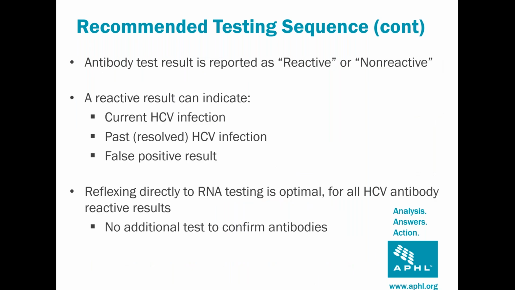So the antibody test is reported as either reactive or non-reactive. If it's non-reactive, it just signifies that there's no HCV antibody detected. If it's reactive, the result can indicate a current HCV infection, a past or resolved infection, or a false positive screening result. The guidelines recommend that, if at all possible, you reflex directly to RNA testing as soon as possible for all HCV antibody reactive results. And there's at this time no additional need to test for antibodies to confirm.